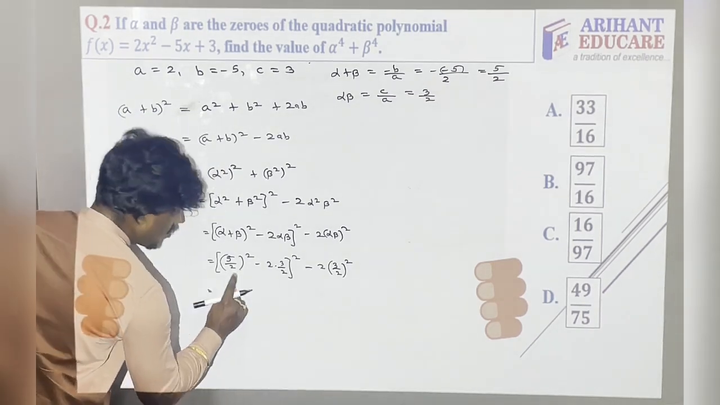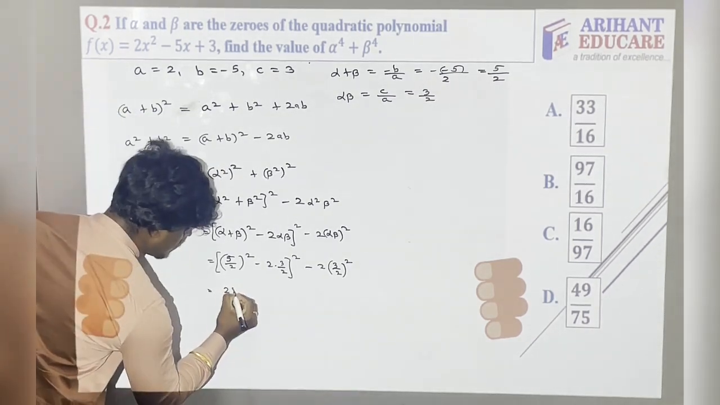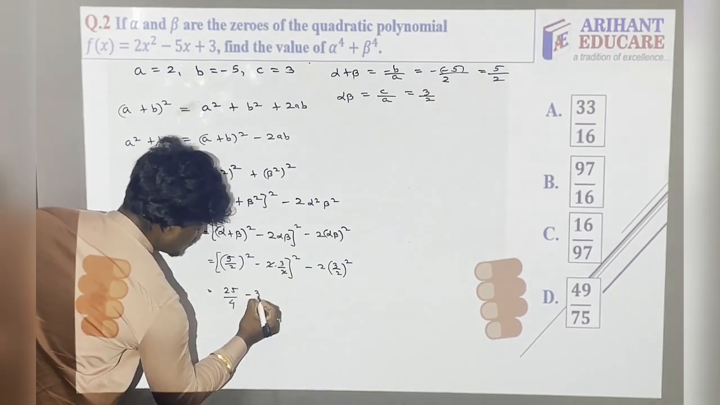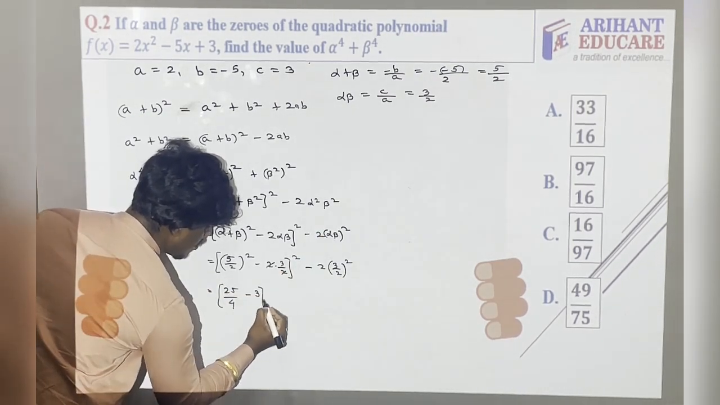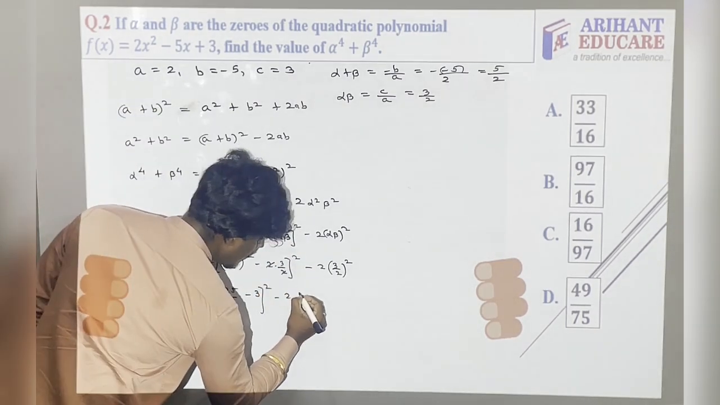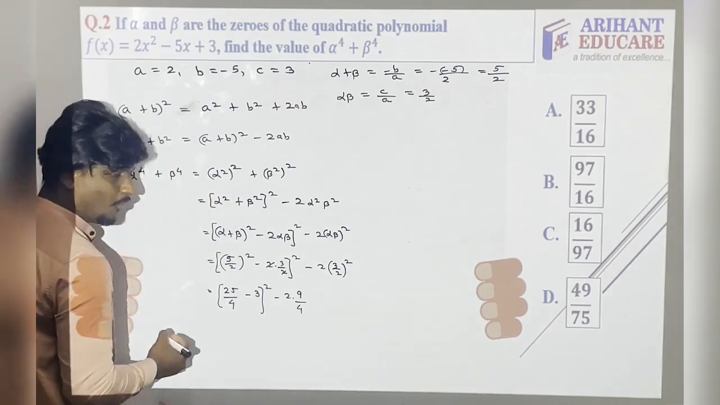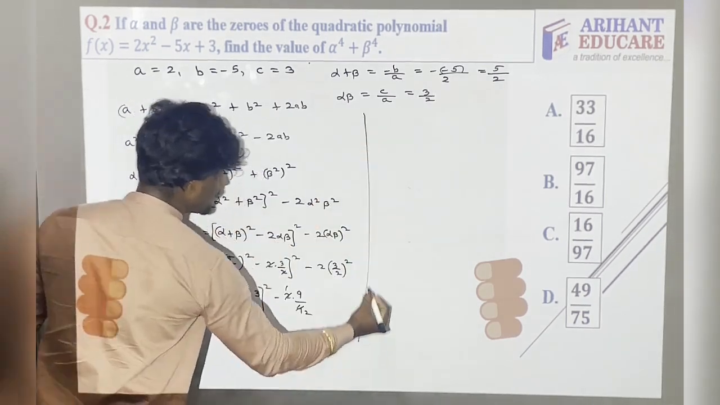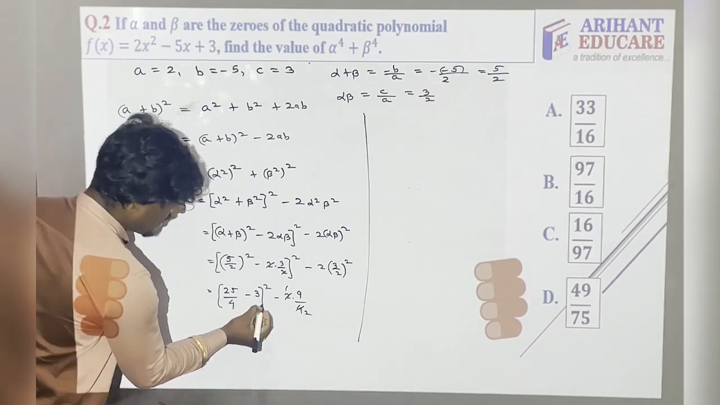Let's go for it. What is 5 upon 2 the whole square? 5 square, 25 upon 4 minus, you can cancel this out, right? It is going to be 3 again the whole square minus 2 into, what is 3 upon 2 the whole square? It is 9 upon 4. You can cancel it out, the 2 ones and the 2 twos. Let me continue here. 25 upon 4 minus 3.